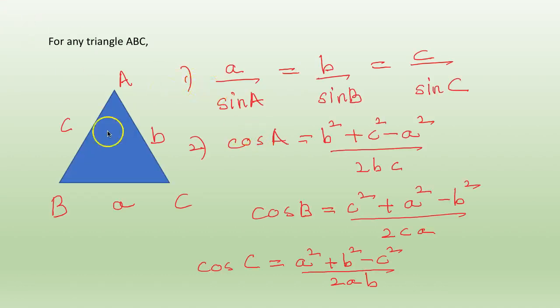For any triangle ABC, a is the side opposite angle A, b is the side opposite angle B, c is the side opposite angle C. So the first property is a by sin A equal to b by sin B equal to c by sin C. Then we have cos A equal to b squared plus c squared minus a squared by 2bc, cos B equal to c squared plus a squared minus b squared by 2ca, cos C is a squared plus b squared minus c squared by 2ab. This is the cosine property.